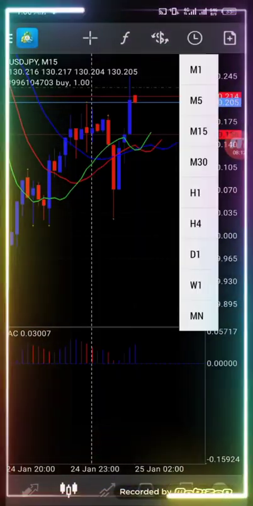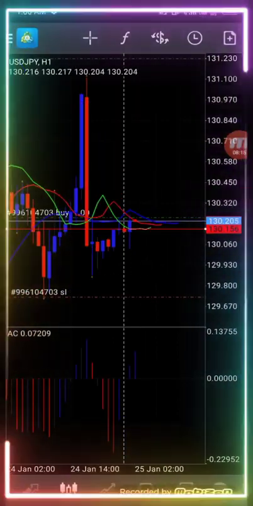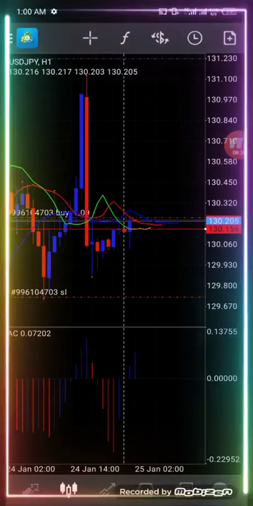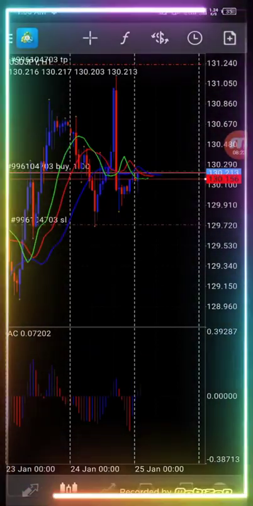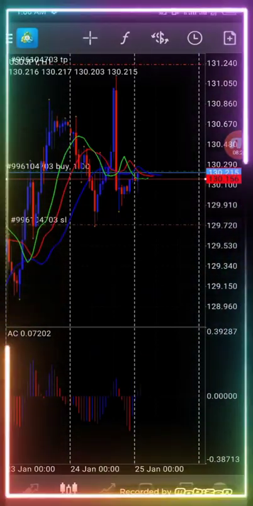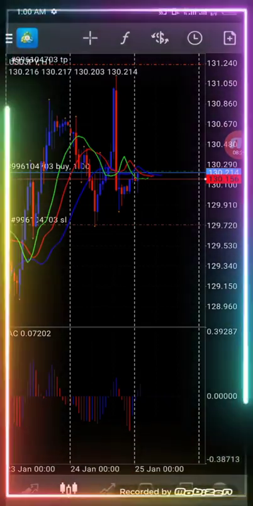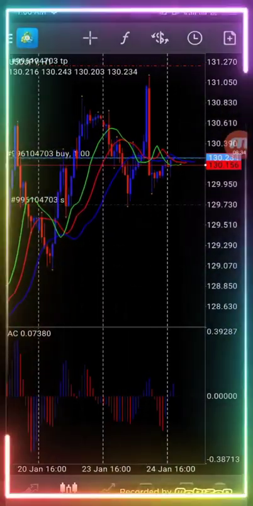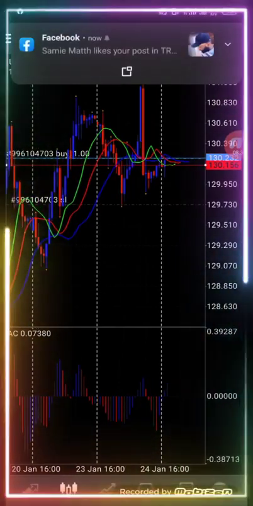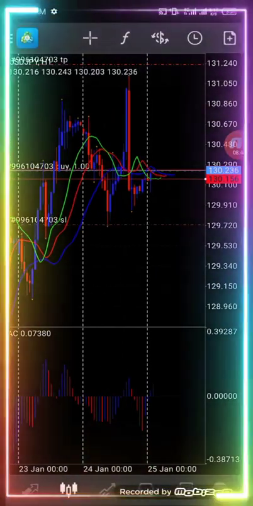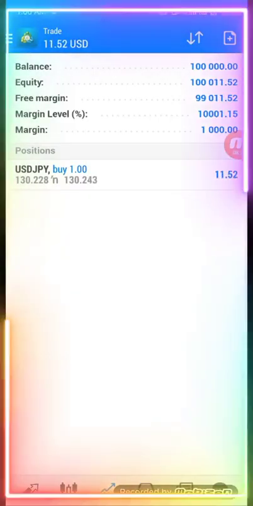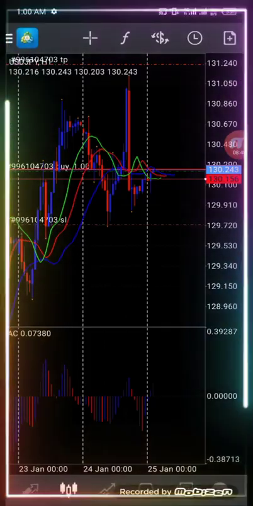Then I'll go to a higher time frame, like 1 hour, so I can see the progress of my trade. You can see this. The red dotted line below is our stop loss, if the market comes below, to take us out in a loss. But the red dotted line above is our take profit. If the market gets there, it will take us out in a profit of $1,000. So you can see the trade is progressing. Let us see how the trade goes.